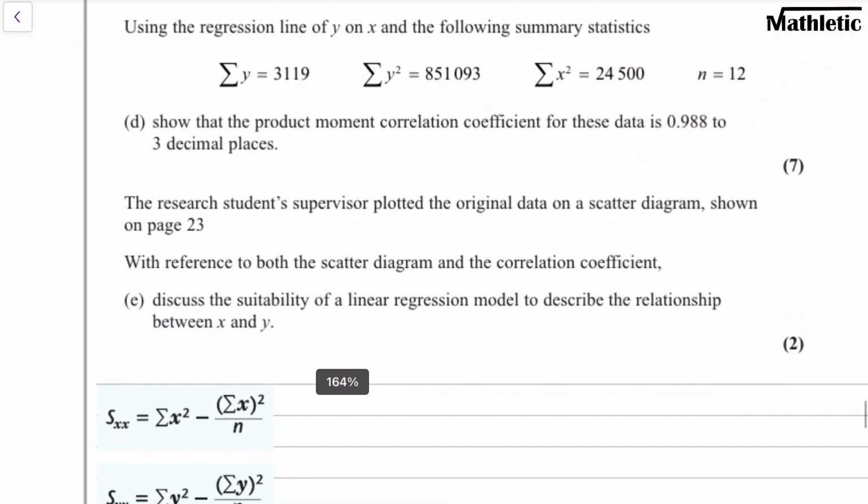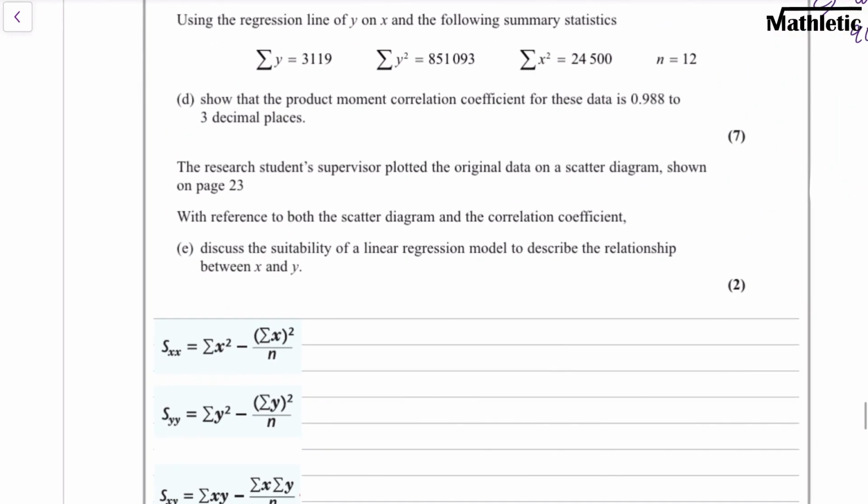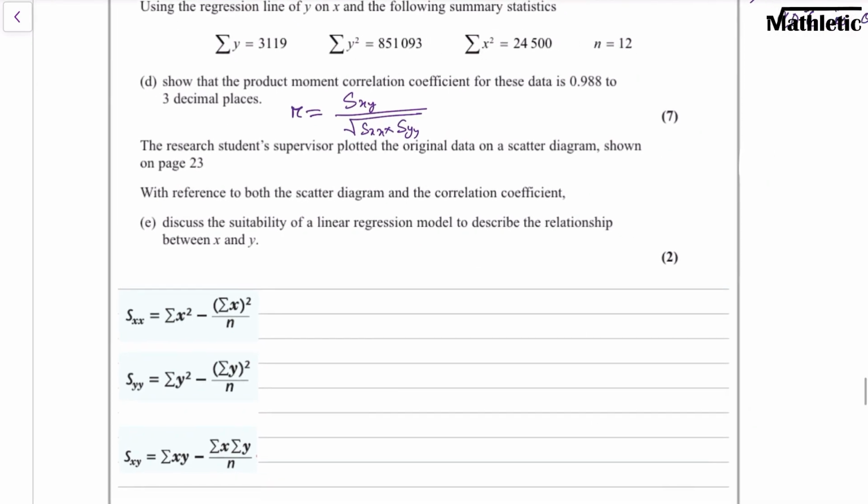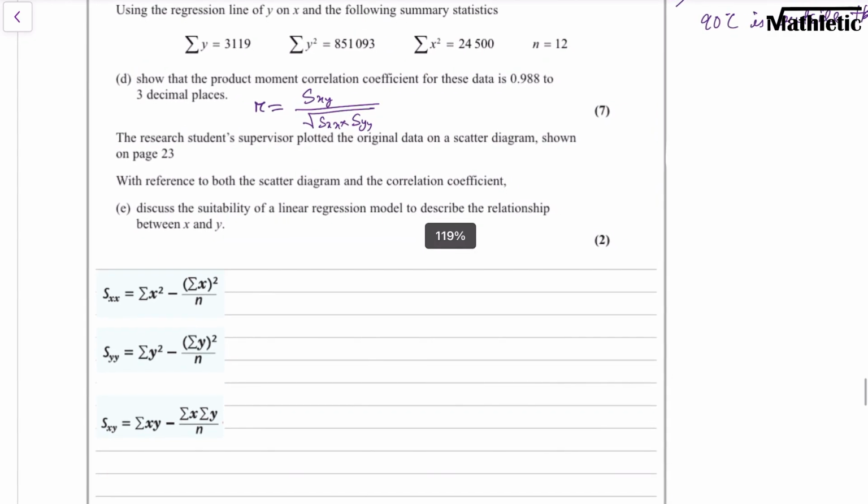Next, for part D, we already have the values of this. We need to calculate the product moment correlation coefficient, which is the r. So r is sum of xy over root of sum of xx times sum of yy, right? So for that we need to calculate these three values first. So let me start part D. I will just substitute these values into this formula.